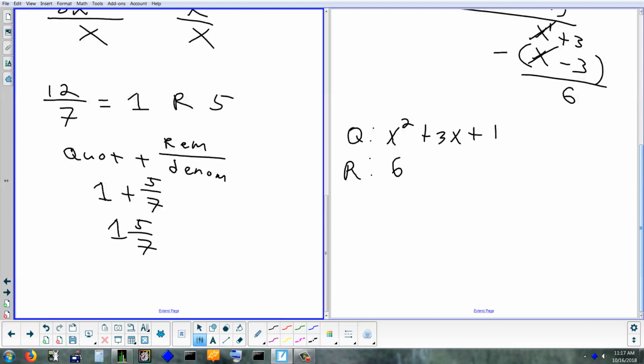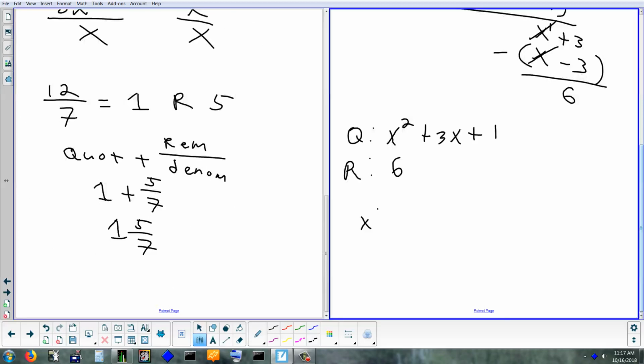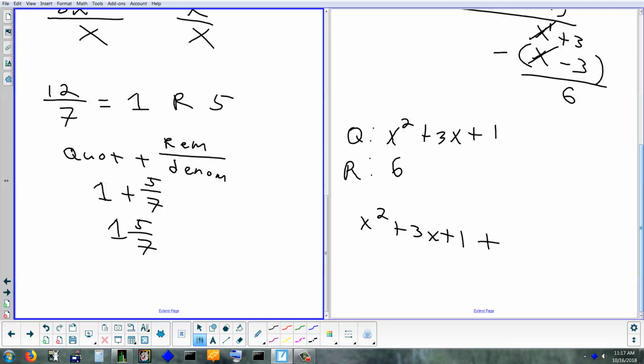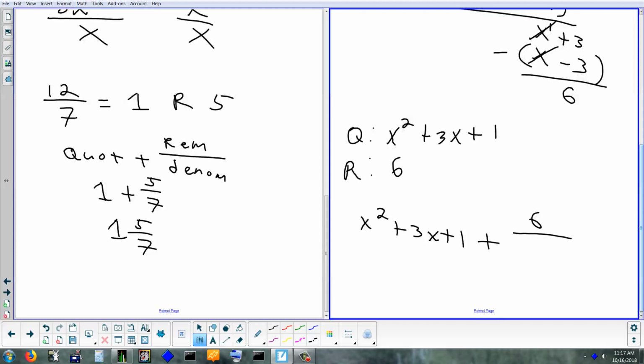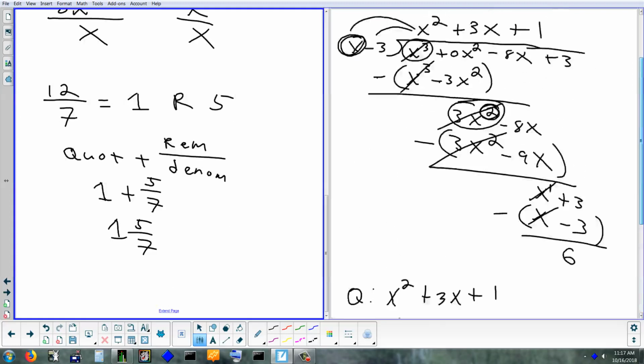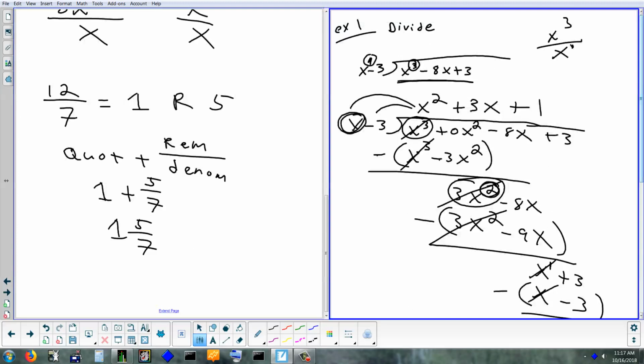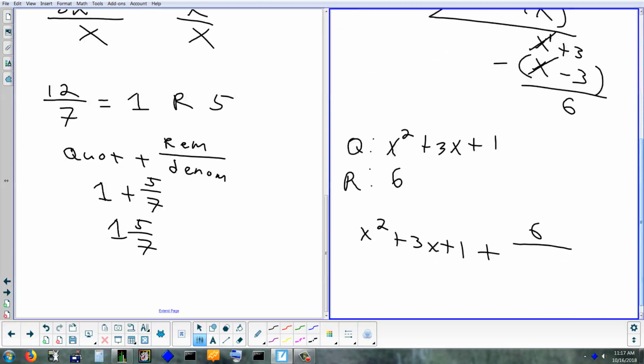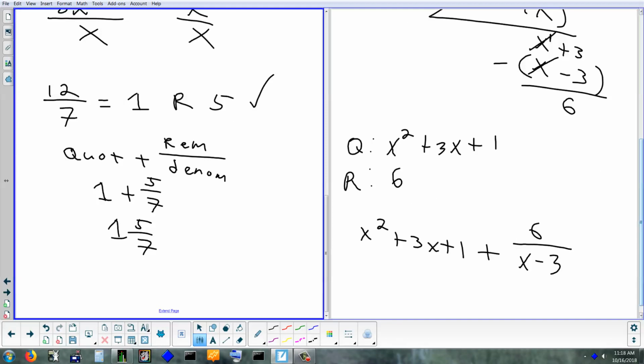You can do exactly the same thing with a polynomial. Quotient, x squared plus 3x plus 1, plus remainder, which is 6, over your original denominator. What did we divide by? X minus 3. Both of those answers are correct. It's just a matter of whether they want you to write it like that, or like that.